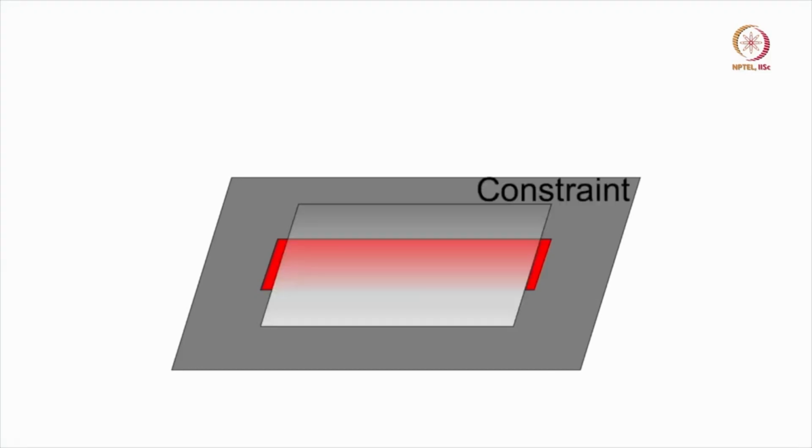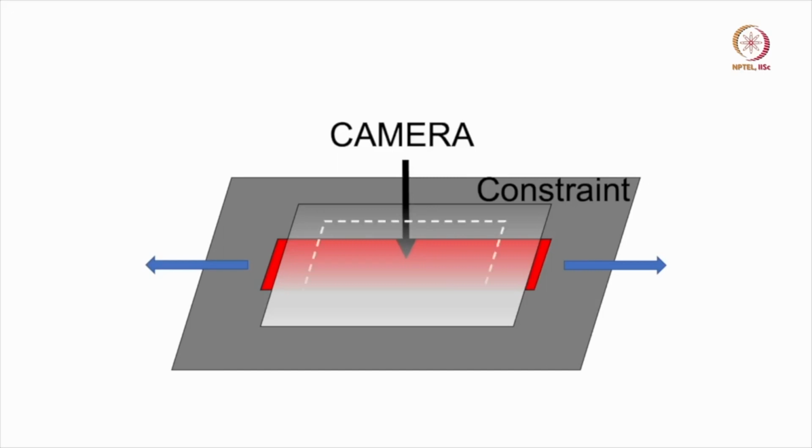So let's do one very simple experiment. We have a stretchable sheet of rubber, as I showed you, and on the top of this sheet we have put one constraint that can be a glass plate or anything which is transparent. Now we are stretching this sheet and we have to image this. So we'll put a camera, which can be a phone camera, perpendicular on the top of this plate. This will be the region of interest that we will be imaging.